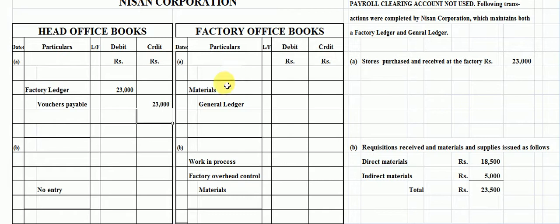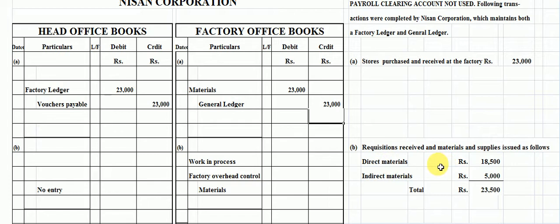Students, in the factory office books, the material should be debited because the material is coming into the factory. For this purpose, the material should be debited here 23,000 rupees, and the general ledger is credited because the material is purchased by the general ledger for the factory. Students, this is the first transaction which has been passed. Now we move to the next transaction in part B.